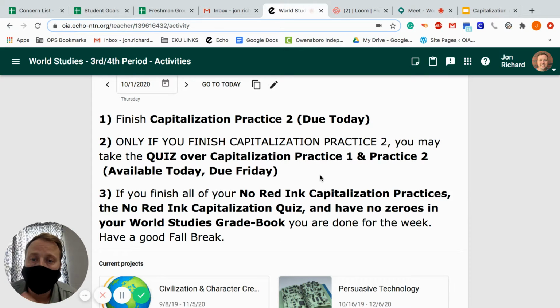Now, here's the thing about the quiz. Once you start the quiz, it will not tell you as you go if you got it right or wrong, okay? It will just go on to the next question. There's 20 questions, so you can take about a minute on each question. It'll take you 20 minutes. It's not very long, okay, compared to how long the practices are, okay? So it's kind of a one shot.